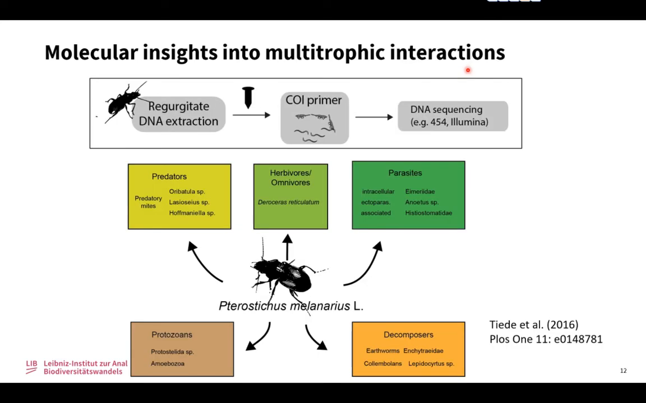Finally, you can also go for trophic interactions. Who is feeding on whom? You can find out what this beetle, for example, is consuming using the same methodology. You collect the regurgitate, you use particular primers, and then you sequence what's happening here, and you find out about trophic interactions of this beetle with other organisms. And again, I refer you to a little paper down here by Tiede et al. 2016, where we showed how this would work in principle.